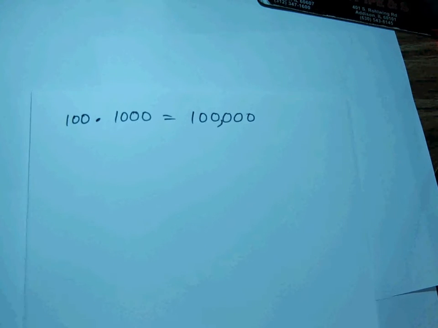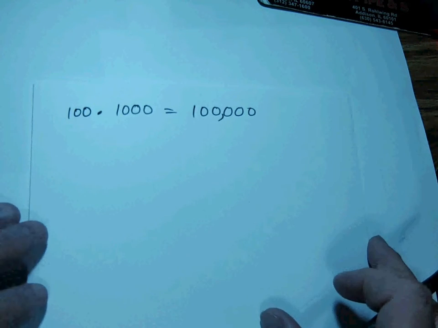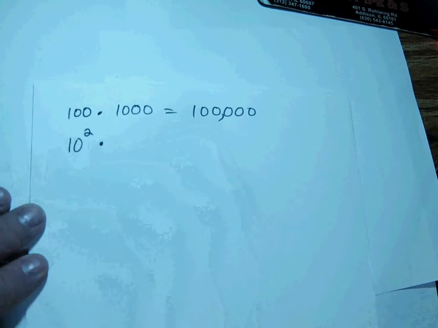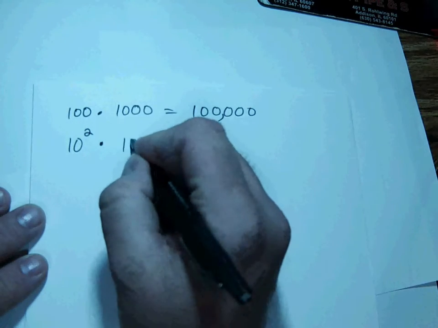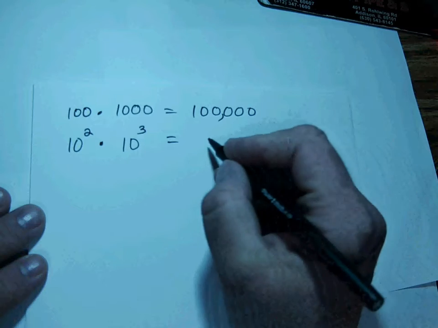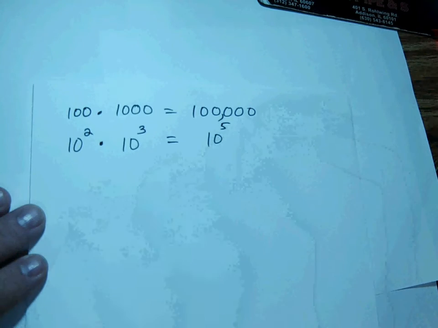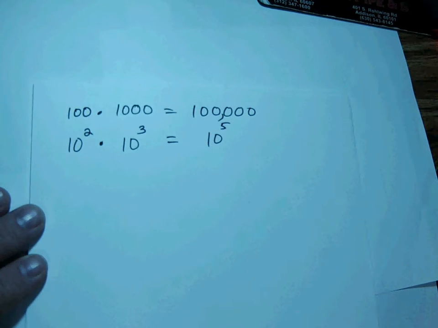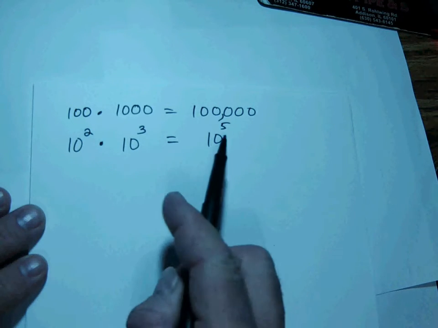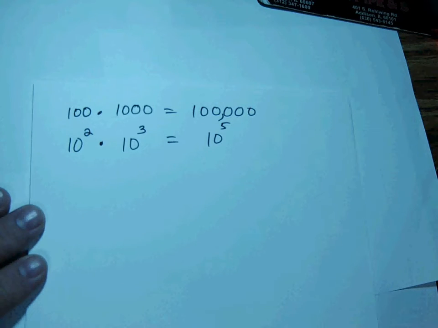Well, what if I want to leave these numbers in what we call exponential form? So instead of calling it 100, I'm going to call it 10 squared. And instead of calling it 1,000, I'm going to call it 10 to the third power. And instead of calling it 100,000, I'm going to call it 10 to the fifth power, right? Well, how did I get that 5? It came from adding the 2 and the 3 together. So when I multiply numbers, I actually add the exponents. When we multiply these numbers with exponents, we add the exponents.